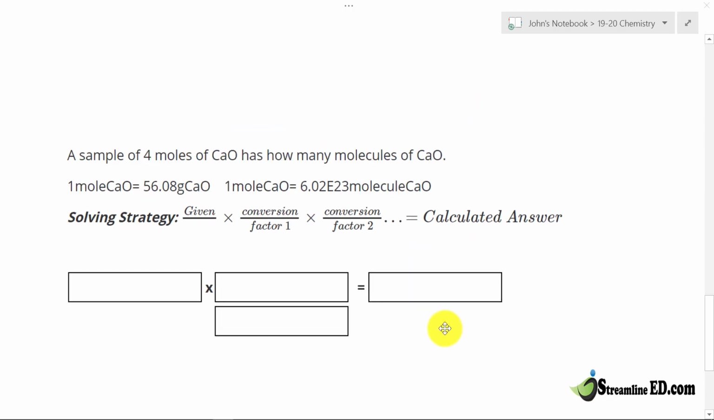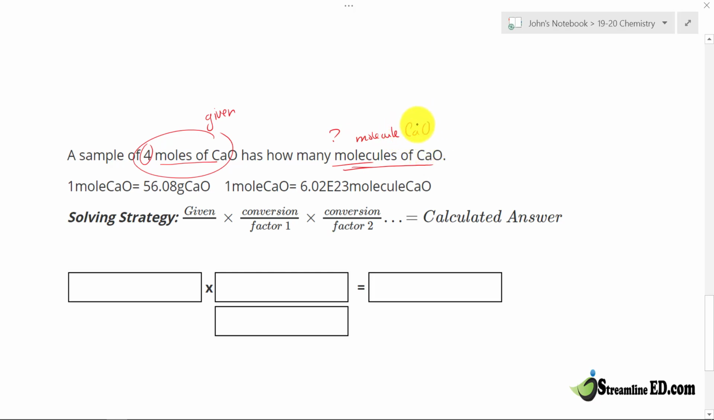Now let's try a similar problem, but we use a different conversion factor. A sample of 4 moles of calcium oxide, again the same chemicals, right, has how many molecules of calcium oxide? So in this case, this again is our given. And how do we know? It is our given number right there. And we are looking for how many molecules. So the unit is molecules and the chemical is CaO.